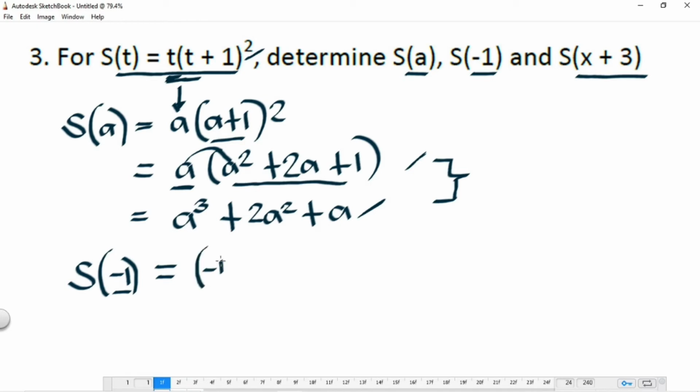For s of -1, just substitute this value or number -1 to the variable t. It will be -1 multiplied by -1 plus 1 raised to 2. Let us first perform the operation inside this parenthesis. -1 plus 1 is equal to 0. Then, let us raise this to 2, which is still equal to 0. And let's just multiply this by -1, and the answer is still 0.